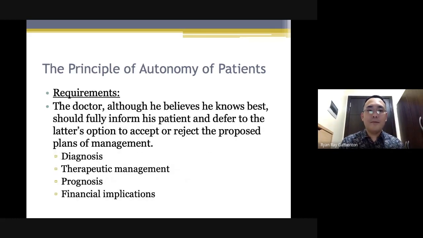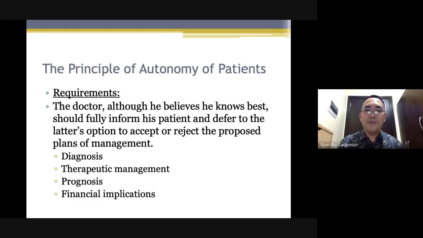Okay? Number three, requirement. The doctor, although he believes he knows best, should fully inform your patient. Hindi lang doktor, kayo rin, bilang mga nurses. Although you believe you know better than your patient, you should fully inform your patient and defer to the latter's opinion or option to accept or reject the proposed plan of management. Dapat, kung ano ang gusto ng pasyente, if it is universally good, you have to respect it.